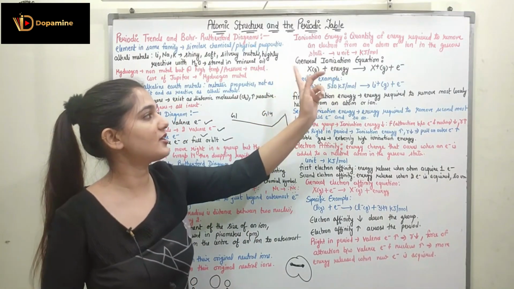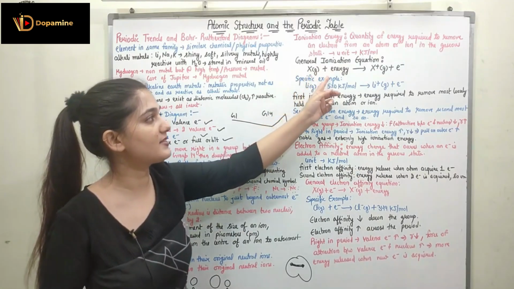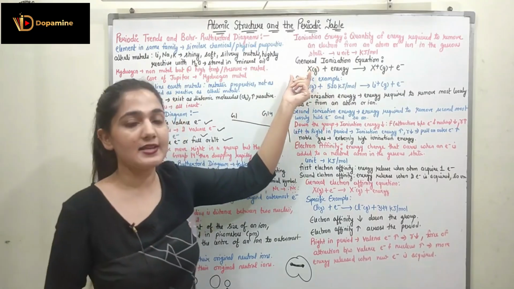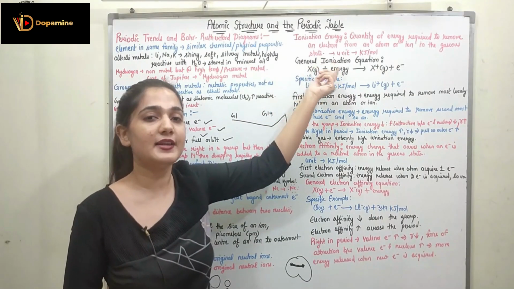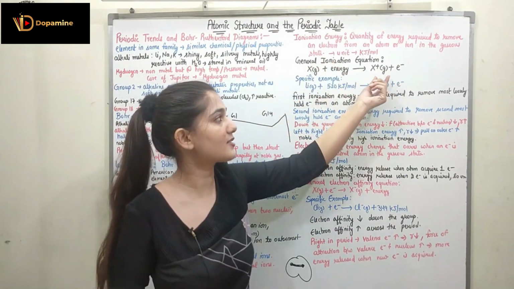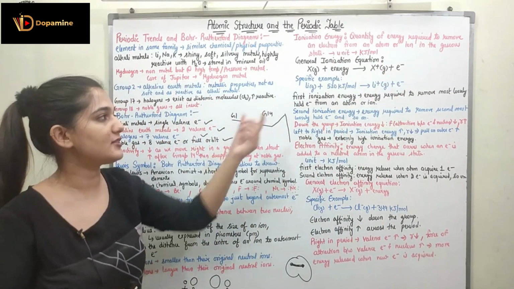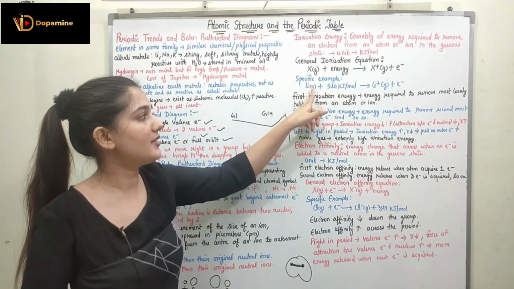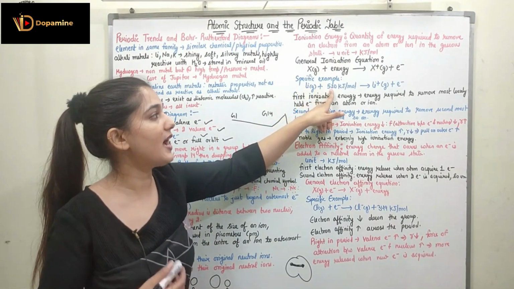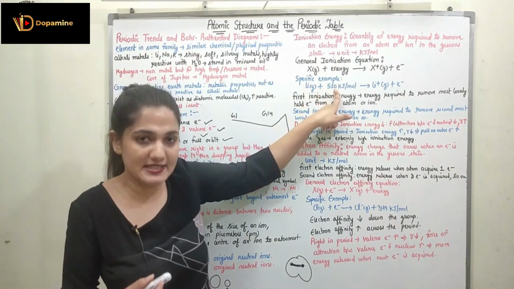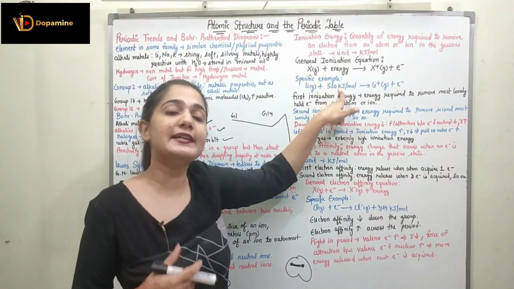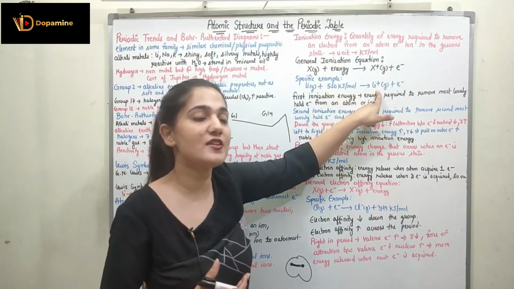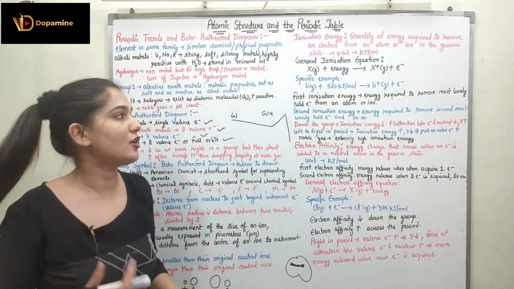The general ionization equation can be represented as X(g) plus energy gives X+(g) plus electron. So the given X in the gaseous form, when acted on by energy, forms a positive ion X+(g) and an electron is released. If I discuss a specific example, lithium in the gaseous form is provided with the ionization energy, which is 520 kilojoules per mole. This 520 kilojoules per mole of energy ionizes the lithium to form the lithium positive ion in the gaseous state, and an electron is removed.